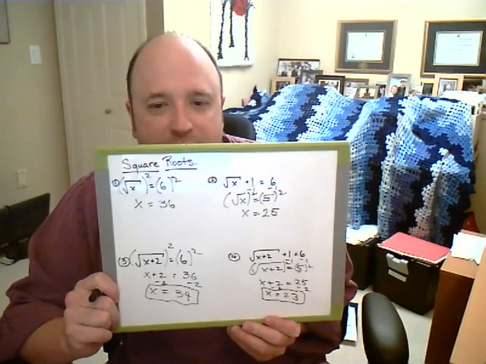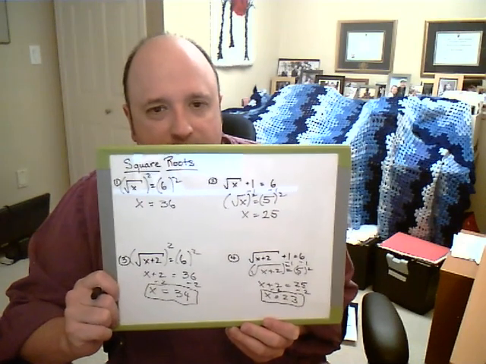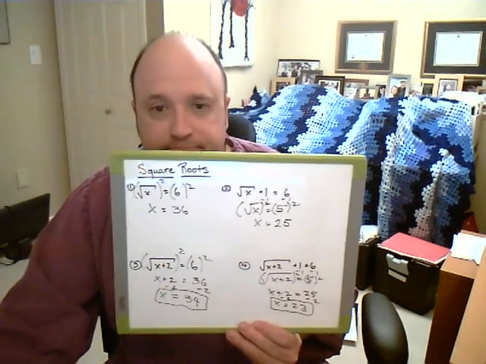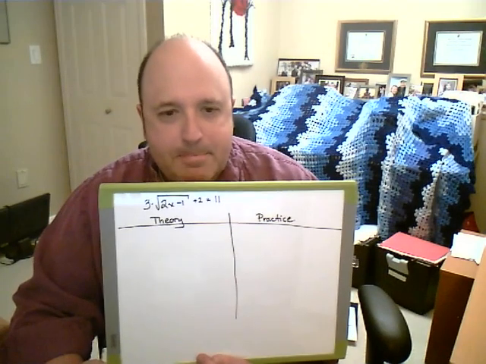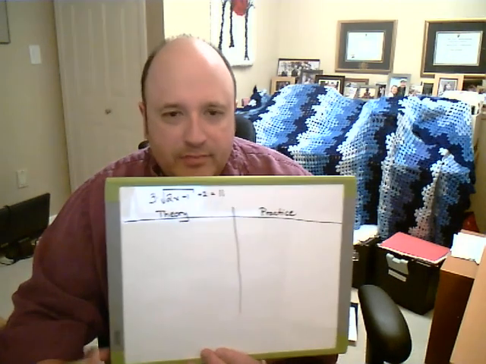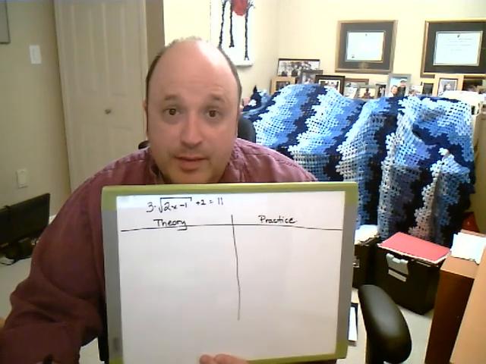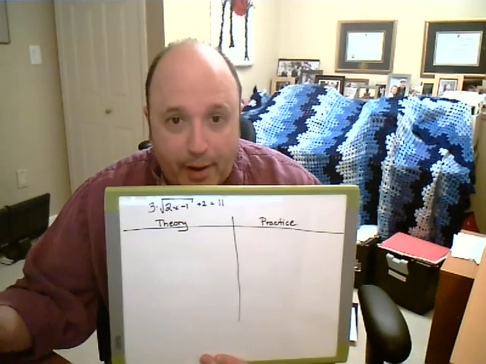So let's have a look at a level of difficulty you'll be expected to see and do in your booklet. Okay, so here's one that requires a few steps. 3 times the square root of 2x minus 1 plus 2 equals 11. And it's very similar to how we dealt with the absolute value question. We first have to isolate the square root bracket.